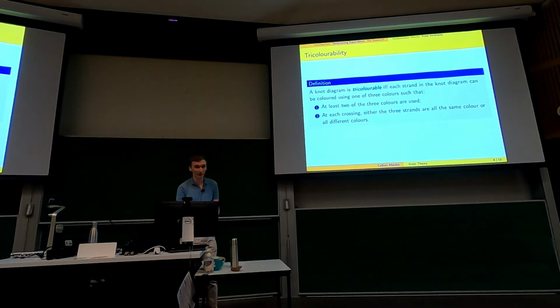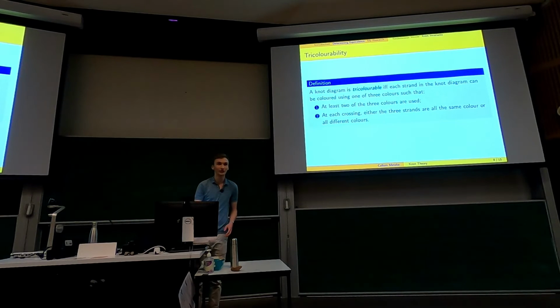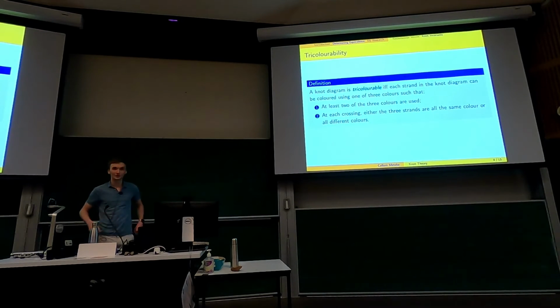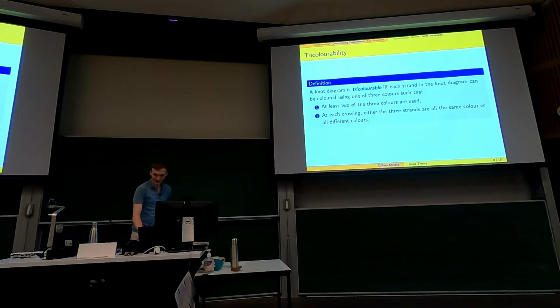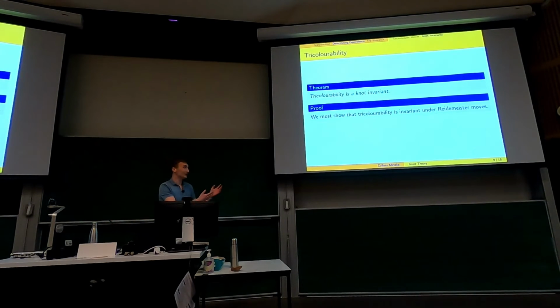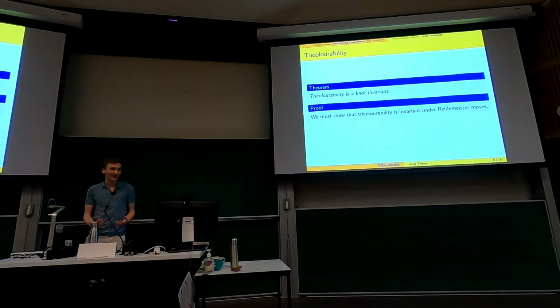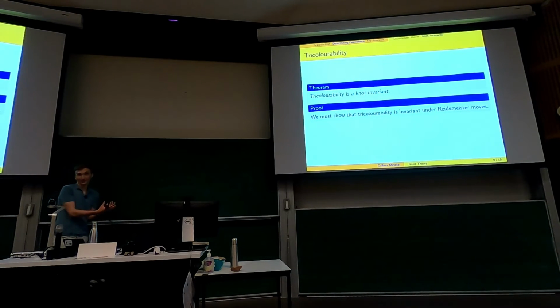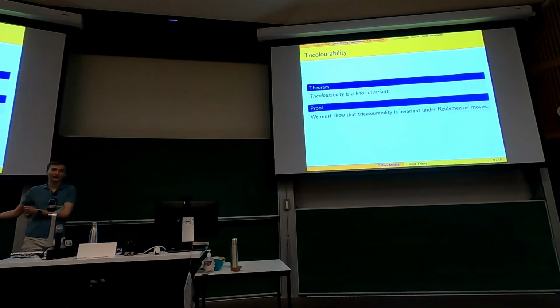And again, prove it for the third Reidemeister move, which you can do. And if you have time at the end, I might do that. But what that shows you is that, okay, yes, tricolorability is invariant under these three Reidemeister moves, and the Reidemeister moves characterize knots being equivalent. So therefore, if one knot is tricolorable, any equivalent knot is also tricolorable. If one knot is not tricolorable, then any equivalent knot is also not tricolorable.